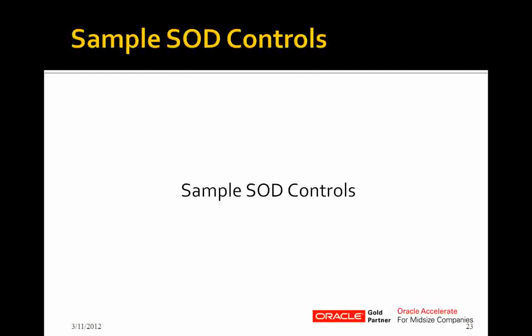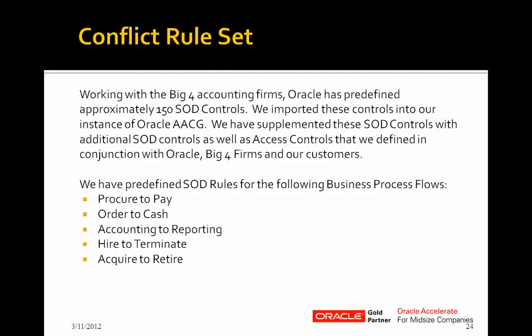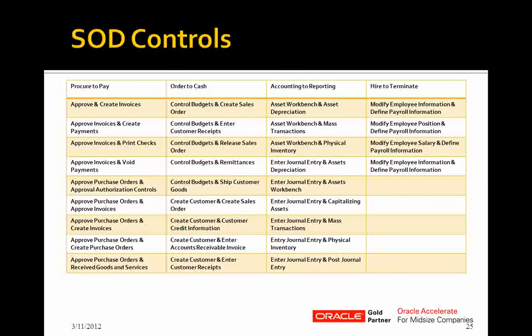All right. Now let's take a look at some of these sample controls. I won't go into them in detail because they're here on the slides, but I want you to be aware of what they are. We have predefined segregation of duty rules for procure to pay, order to cash, accounting to reporting, hire to terminate, and the acquire to retire processes. All right, and a few of them I've listed here in this table: procure to pay controls, order to cash controls, accounting to reporting controls, and hire to terminate controls.